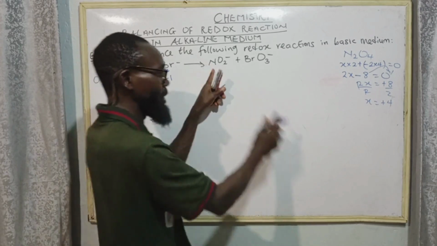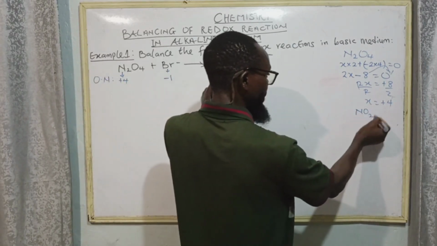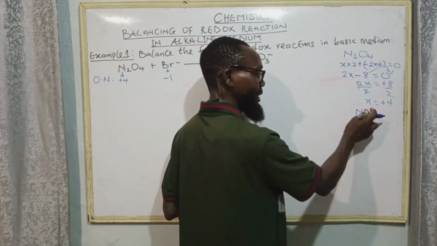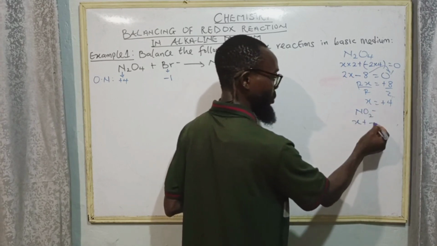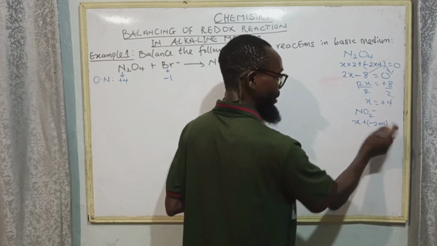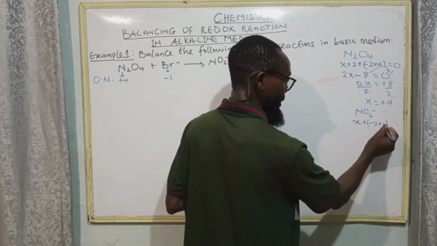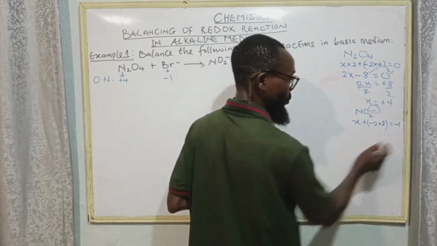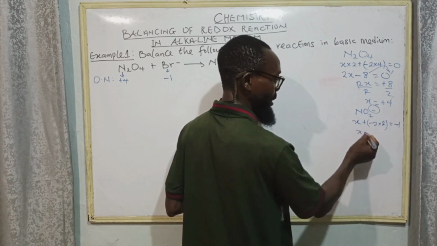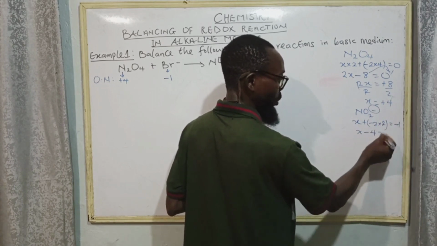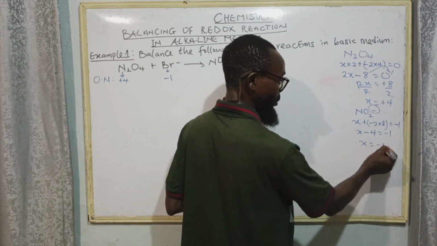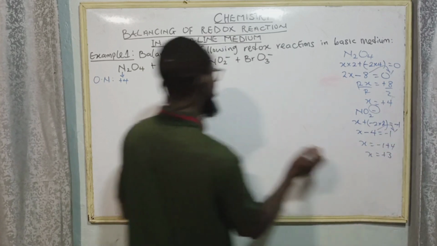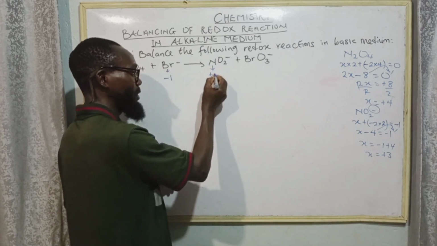Now, what's the oxidation number of nitrogen here? We have NO2 minus. Let's represent nitrogen as x, plus the oxidation number of oxygen, -2, multiplied by the subscript 2, which equals the charge on it, which is -1. So x plus (-2 times 2), which is -4, equals -1. Take this one here, x equals plus 3. So the oxidation number of nitrogen in this place is plus 3.